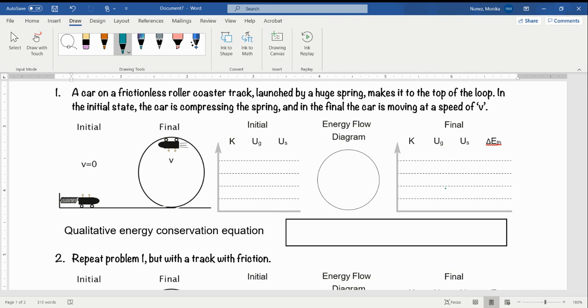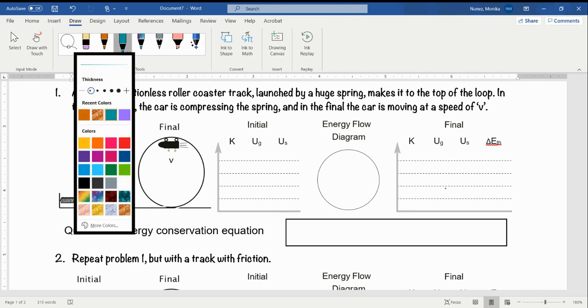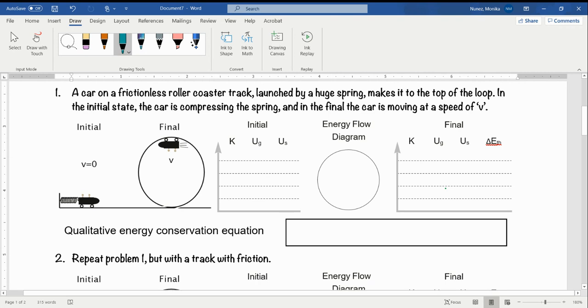Our first thing that we want to do is to decide what's in our system. And when we're thinking about what's in our system, we're thinking about all the objects that are interacting with each other. One of the things that is mentioned in our guidelines is that we want to always have the Earth in our system. And so I will include the Earth in my circle here. We also have a roller coaster car and the track that it's on. They are exerting forces on each other. And then in my initial scenario, I also have a spring. So the spring is going to be a part of my system as well.